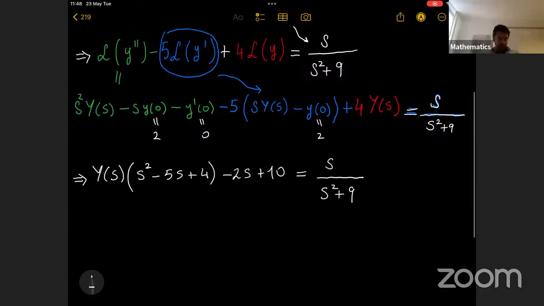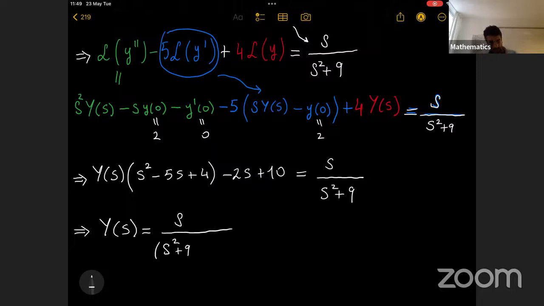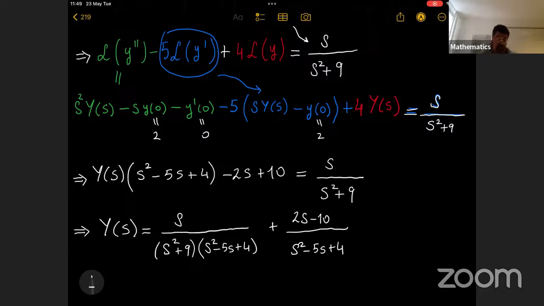So let's write the Laplace transform Y(s). This is basically s over s squared plus 9 over s squared minus 5s plus 4. This is one thing. The other thing is 2s minus 10. So 2s minus 10 over s squared minus 5s plus 4. Okay, we get that. So this is the Laplace transform of the function.